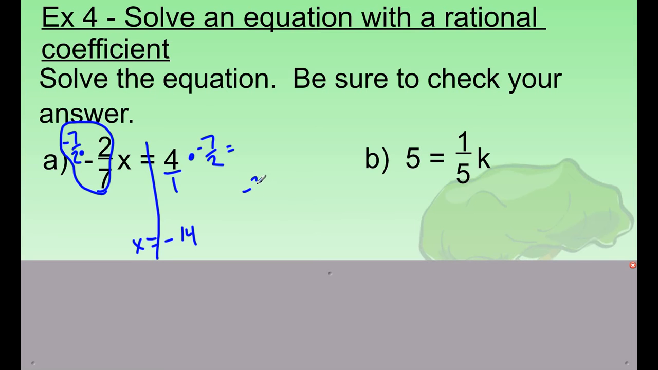If I have negative 2/7 times negative 14, hopefully that answer equals 4. Let's see. Turn this into a fraction. On the top, negative 2 times negative 14 is a positive 28. 7 times 1 is 7 equals 4. And yep, 28 divided by 7 is 4. This works out.